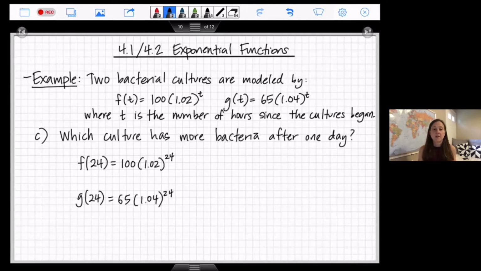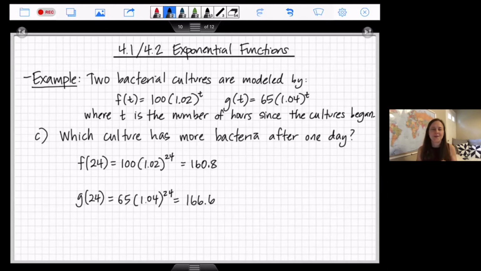And we are definitely well beyond my mental arithmetic capabilities, so let's pull out the calculator. Okay, so let's plug in 100 times 1.02 raised to the 24. And I get 160.8 and change. And let's do the same thing: 65 times 1.04 to the 24. And I get 166.6. All right, so I have more in bacteria culture G.